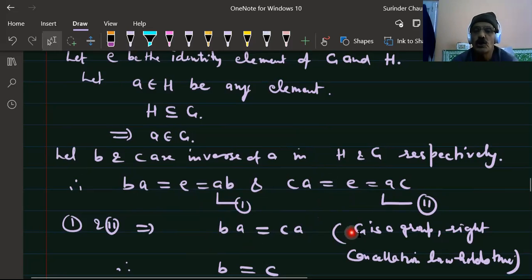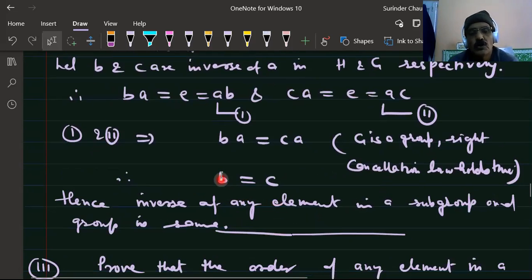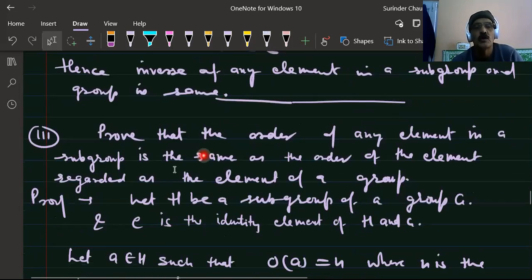ABC also belongs to G. G is a group, so right and left cancellation hold. Applying right cancellation, we get B is equal to C. Hence the inverse of any element in a group and in a subgroup is the same. Whether we find the inverse of an element in a group or a subgroup, the inverse is the same. We have read in the properties of a group that the inverse of an element is unique. The same case holds in the subgroup.